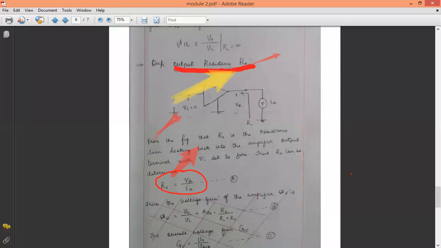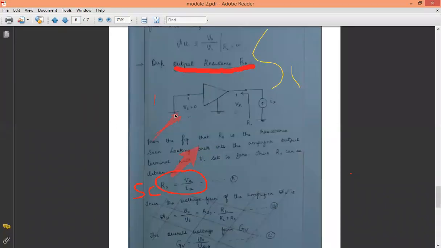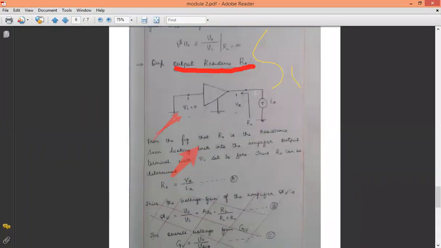Short circuit this input. Someone write SC, short circuit. Put an arrow and write short circuit the input. Bring this here. Short circuit the input. Then what we have to do?